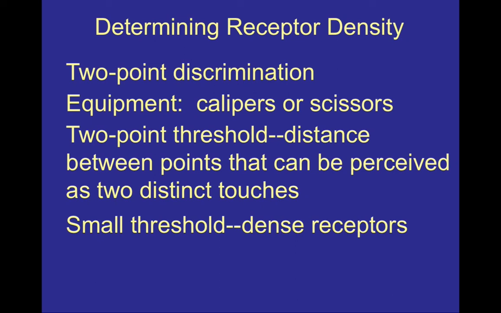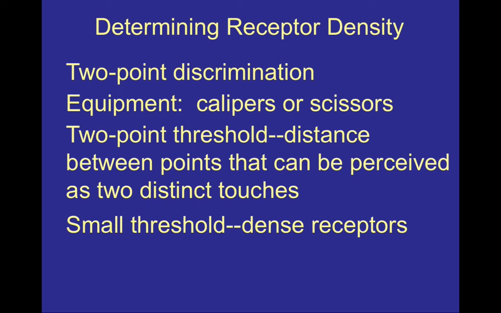So we've already discussed that our touch receptors are distributed unevenly over the body. The more touch receptors that are in a particular area, the larger the area of the brain that is necessary to process the tactile input coming from that area. Two-point discrimination gives us a way that we can assess our own receptor density, and to do this we'll need either a pair of calipers or scissors. You'll want to make sure that on the device that you are using that the points are rather sharp.